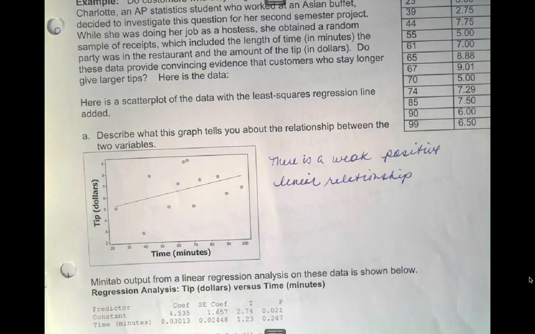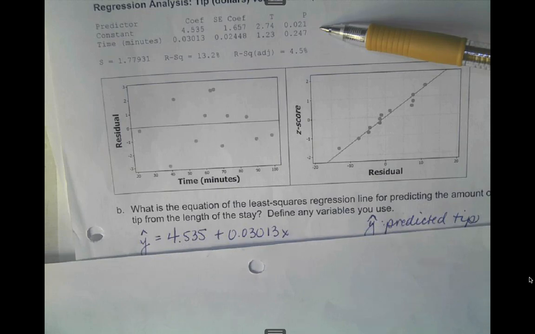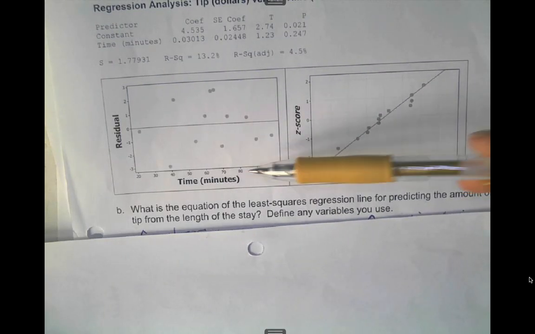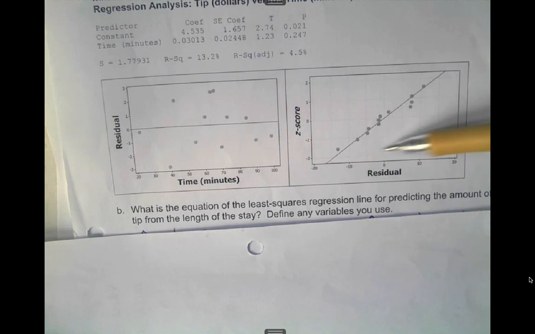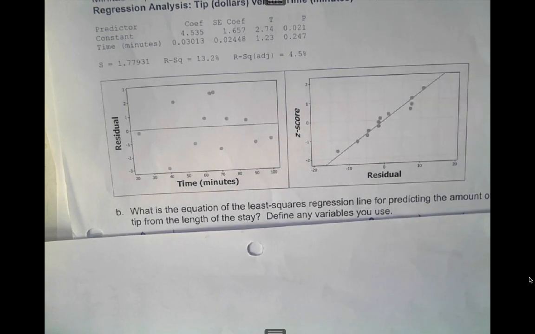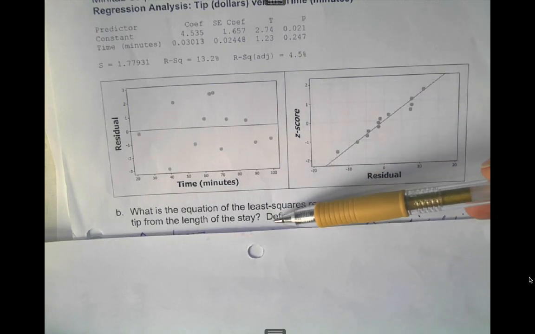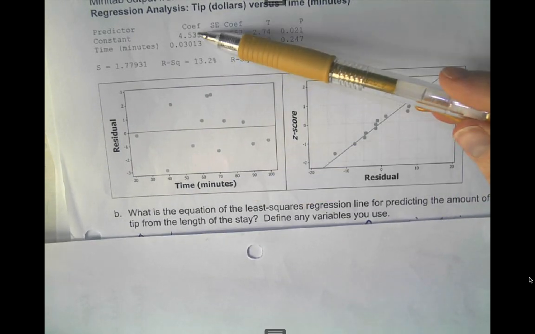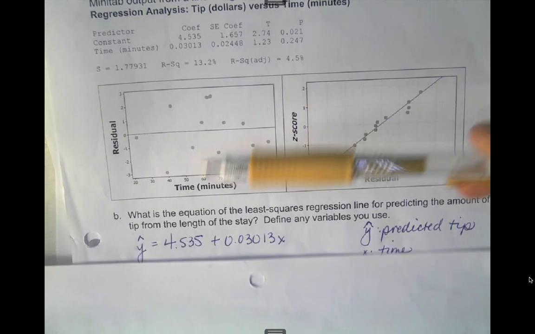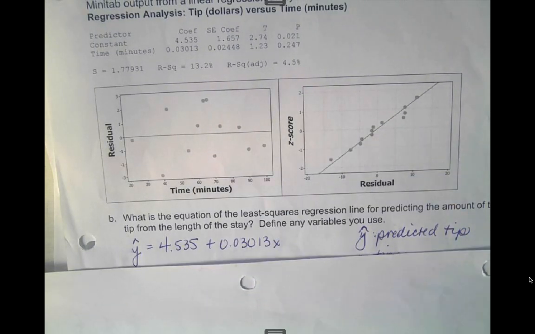Below, it asks you what is the equation. So it gives you the computer output here. It gives you the residual plot. This right here, when it says residual against the z-score, that is the normal probability plot of the residuals. So there's your normal probability plot. And this is the scatter plot up above. To create your equation, remember that's your intercept, that's your slope. Define any variables. I'm just defining it as predicted tip there.